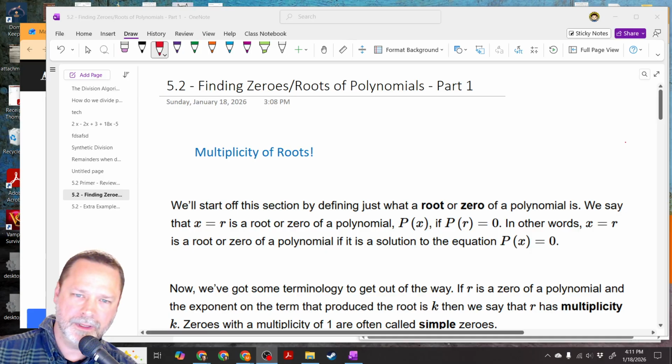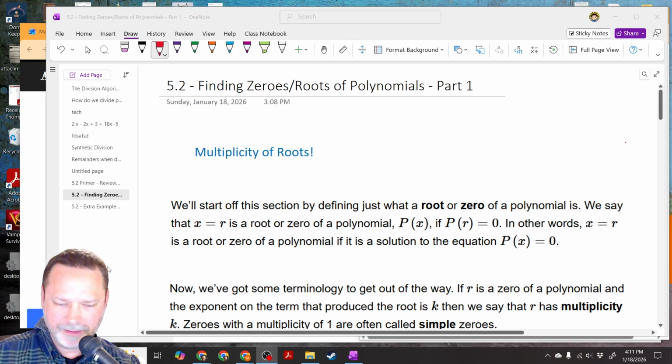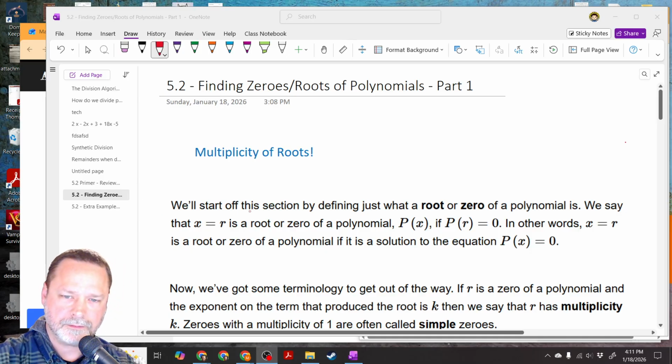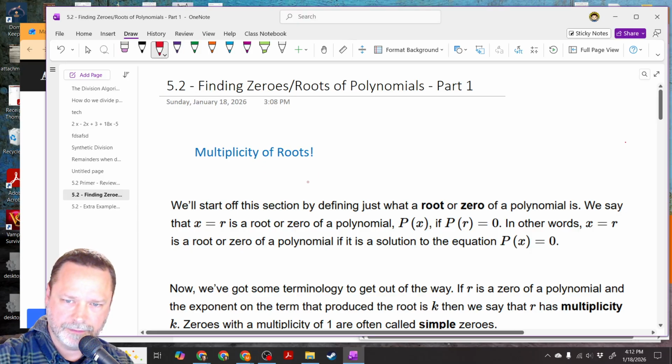And we are still messing around with finding zeros and roots of polynomials. But it's more now. We're getting more than just quadratics. We can do cubics, we can do quartics, we can do anything, kind of. We're getting there. So today I want to talk about, officially, the multiplicity of roots.